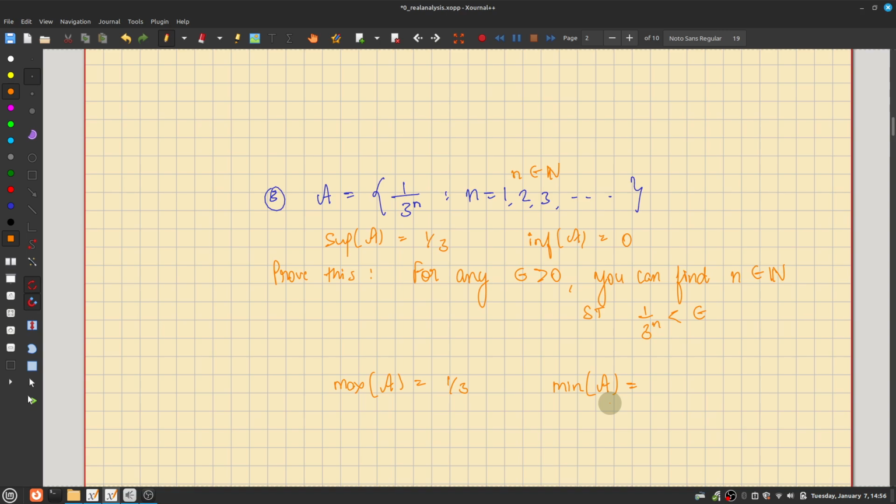Okay, so let's get it clear. If a particular element has to belong to this set A, then you should be able to write that element as 1 by 3 to the power n for some positive integer n. Can you write 0 as 1 by 3 to the power n for a positive integer n? You can't, right? So therefore 0 does not belong to this set. So the minimum of A does not exist.